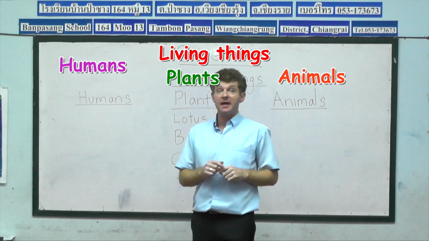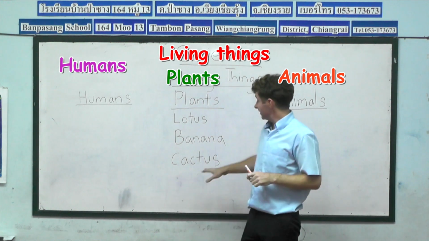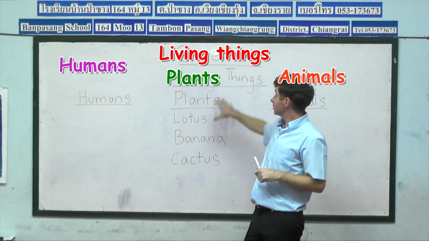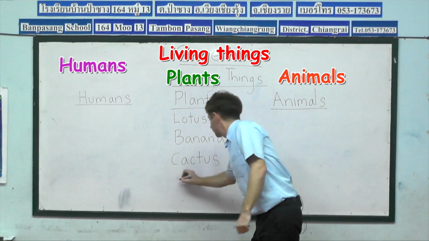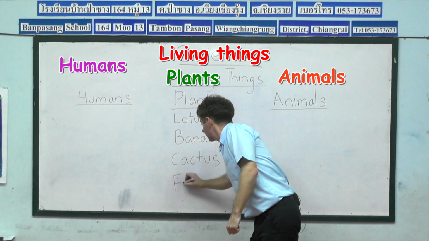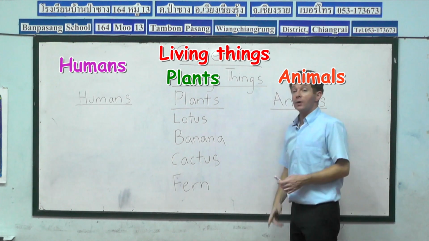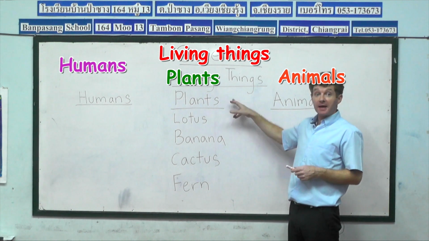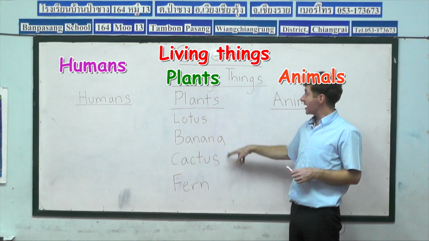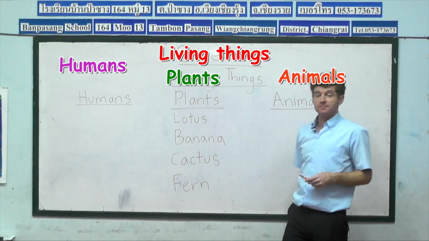Let's see if we can get one more example of plants. A fern plant. A fern plant has lots of leaves. Very different from a cactus, but still part of the same group. So how do we spell fern? F-E-R-N. Excellent. So we have lotus plants, banana plants, cactus plants, and fern plants.